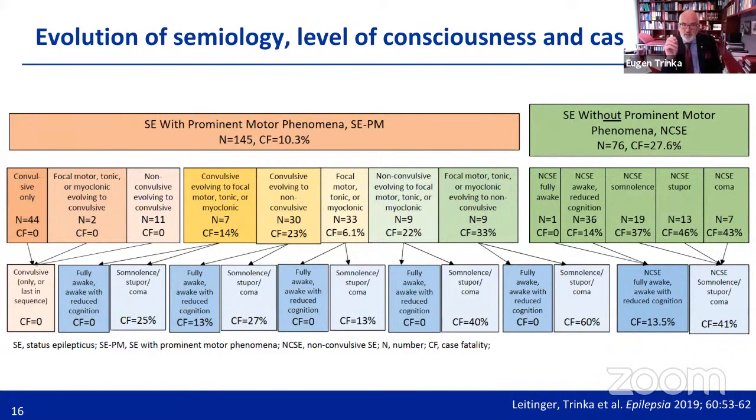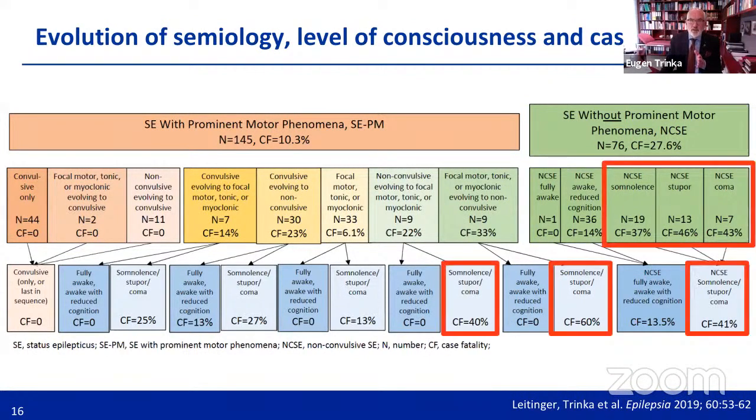And one thing is that we look at the case fatalities, which is CF here. In the study which we performed with the epidemiology, we clearly find that there are bad status types. These are the ones without prominent motor phenomena, with impaired consciousness, somnolence, stupor, coma, 40% case fatality. And the ones which evolve from prominent motor symptoms into non-convulsive with coma, these are the most severe forms.